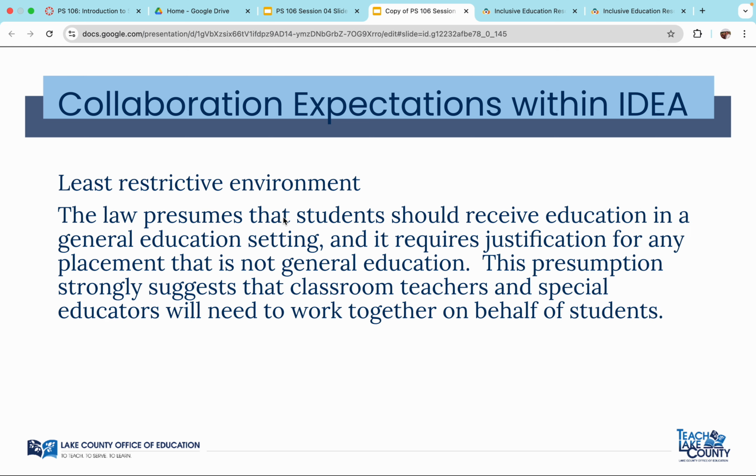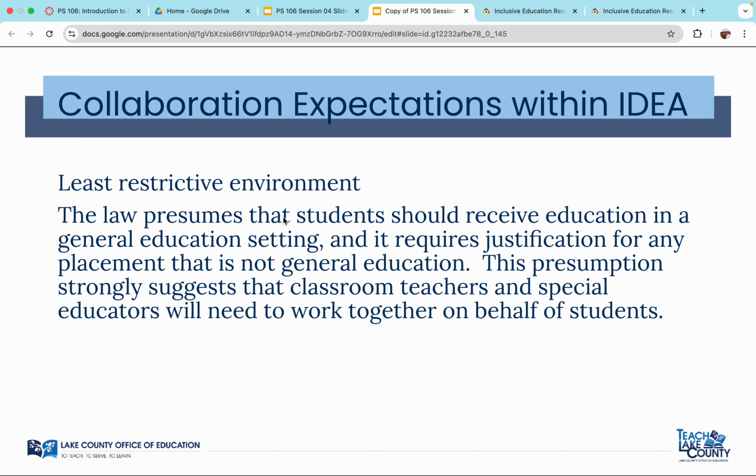Least restrictive environment. We talked about this a little bit. The law presumes that students should receive education in a general education setting, and it requires justification for any placement that is not general education. This presumption strongly suggests that classroom teachers and special educators will need to work together on behalf of students. And I talked a lot about that in previous classes.